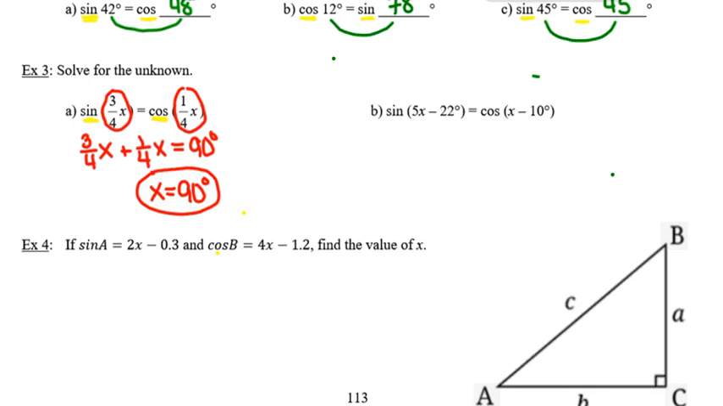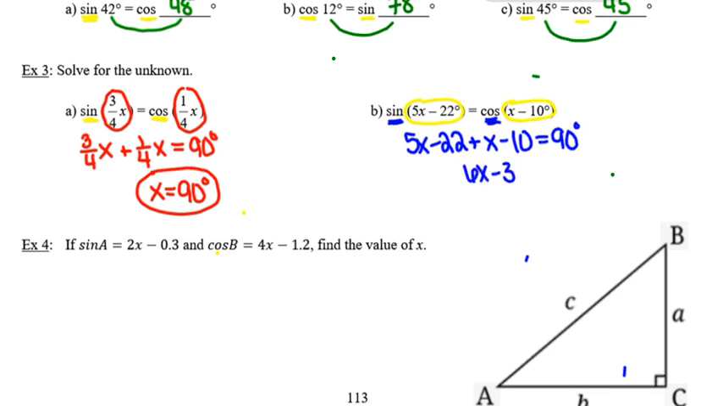Moving on to letter B in exercise 3, I have the same idea where I have sine on one side of the equal sign and cosine on the other side of the equal sign. If that is true, I know that the two angles being referred to must be complements, or must add up to 90. So the first angle, 5x minus 22, plus the second angle, x minus 10, must have a grand total of 90.